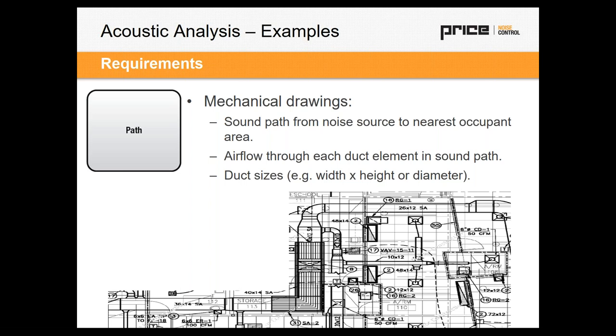As for the path, you're going to need the mechanical drawings or some info on the distances if it's outdoors. But for the most part, you're going to look at the sound path from the noise source, maybe a rooftop unit, to the nearest occupied space. It could be a classroom, it could be, you name it. So that's the way any acoustician would approach it, always to the closest occupancy. We need to know duct sizes. If they are not shown in the ductwork or in the mechanical room, it's going to be very difficult to guess and do an analysis. So if you have a project that you're working on, be sure to provide that information to the acoustician or have it handy for yourself.